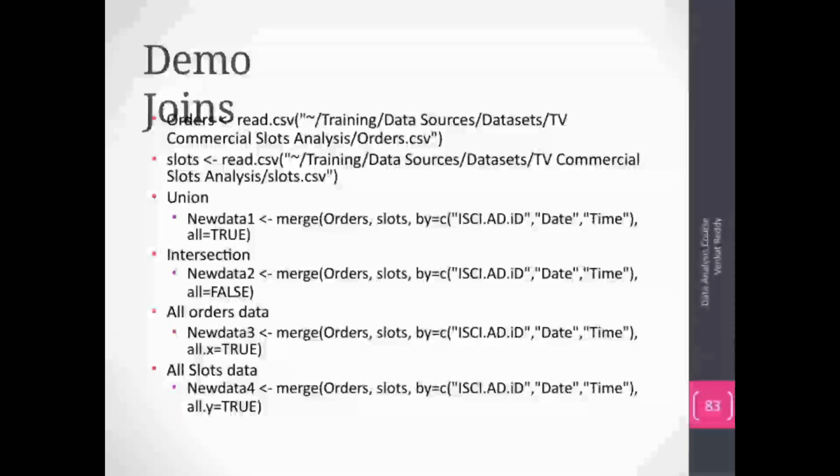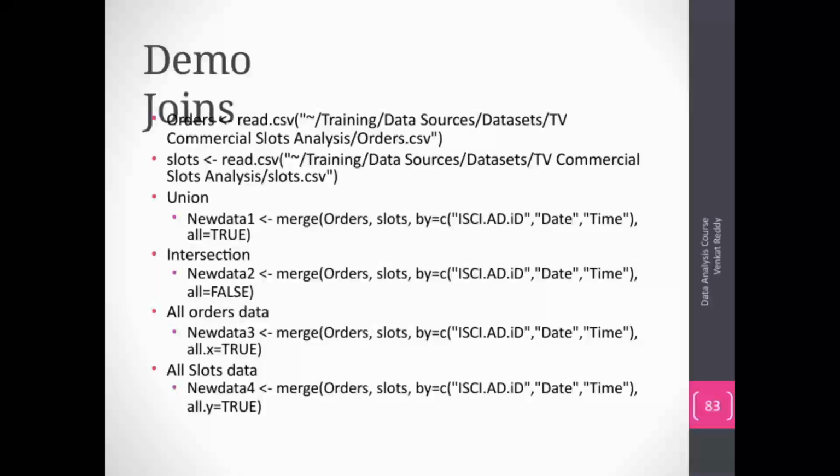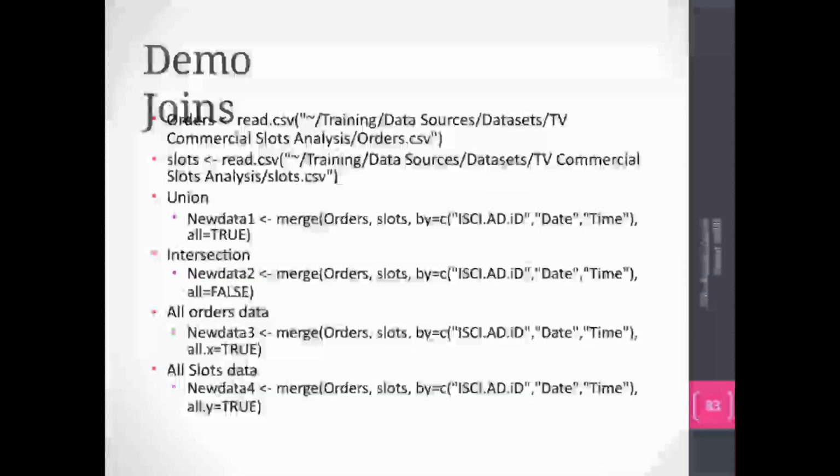Next, we have the intersection, captured by new data 2. Here, by setting all equals false, we perform an inner join. This includes only the records that are common to both datasets, based on the specified keys. Then, we see examples of left and right joins, which are represented by new data 3 and new data 4. For new data 3, all.x equals true means it's a left join, keeping all records from the orders dataset and matching data from slots when available.